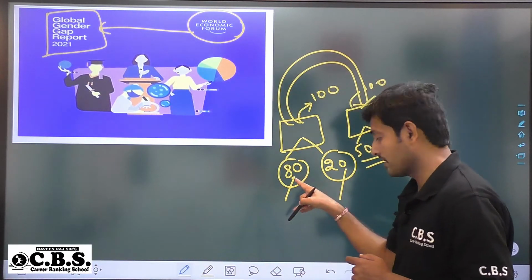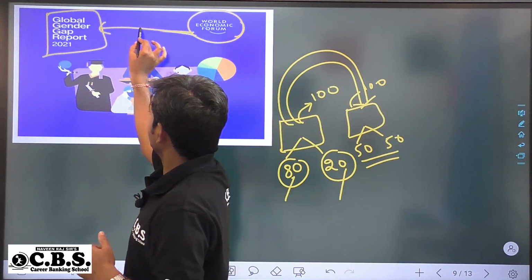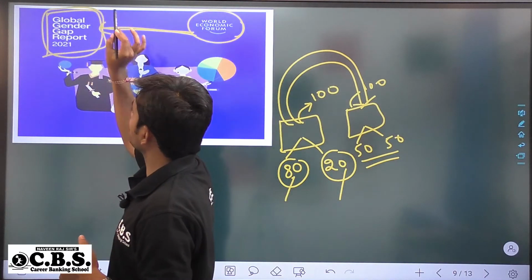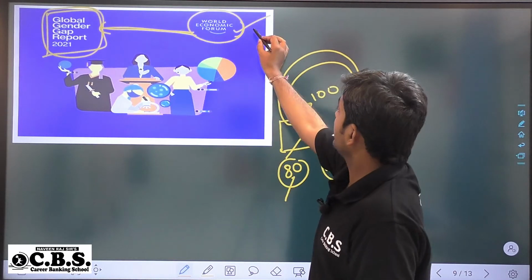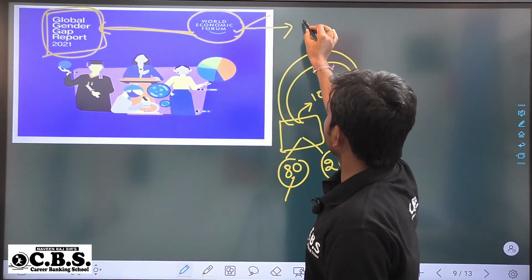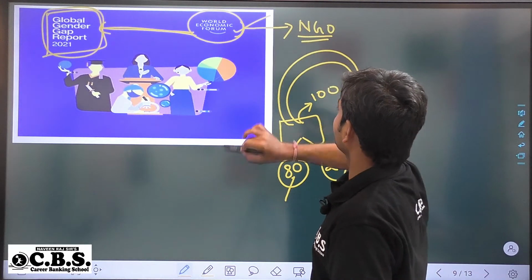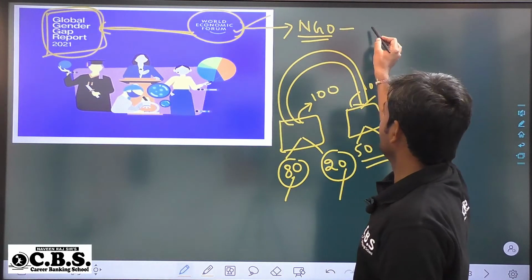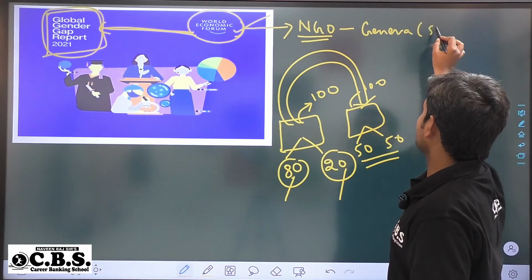See, there is a gap here, the gender gap. So on these lines, the Global Gender Gap Report is released by the World Economic Forum. The World Economic Forum is a world famous non-governmental organization. It is located at Geneva, Switzerland.